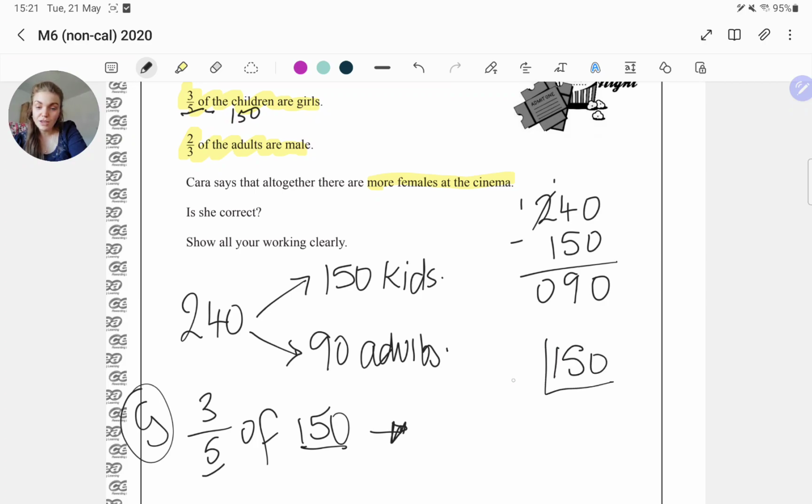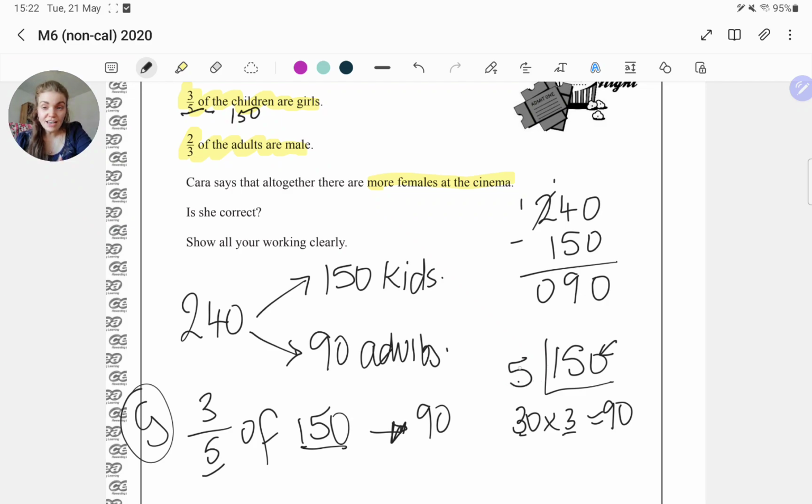I'm just going to show you. Divided by 5. 5 into, you can forget about the 0 and just think 5 into 15 goes 3 and add the 0, 30. Then 30 times 3, you can say 3 3s are 9 and add your 0. So that's going to be 90.